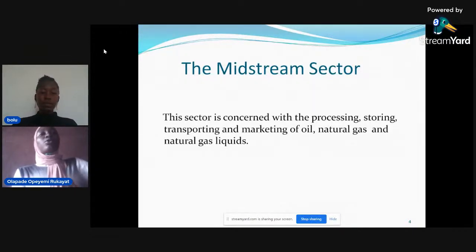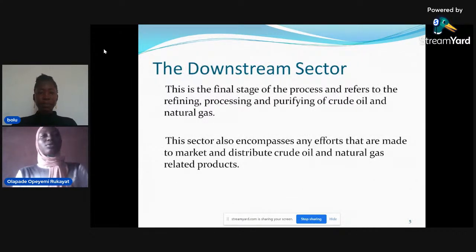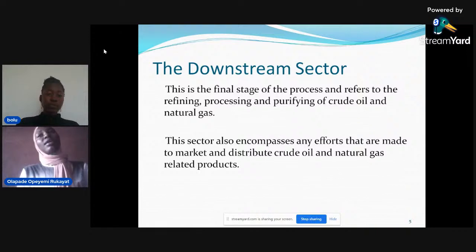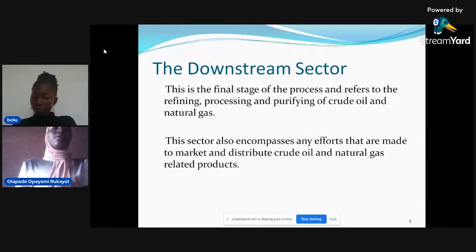Thank you. So the last one is the downstream sector. This is the last stage of the process, and it refers to the refining, processing, and purifying of the crude oil and the natural gas. After the crude oil or the natural gas has been gotten from the upstream sector and transported by the midstream, what this sector does is, after they get the crude oil, they refine it into useful products. Do you understand? They purify them, then refine the crude oil and natural gas into useful products.